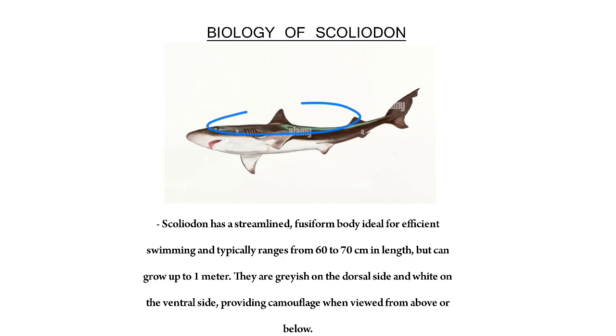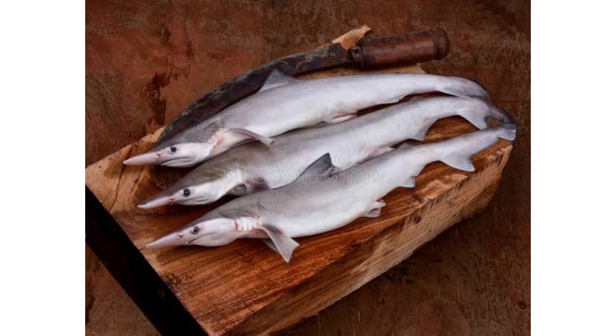If you look at the dorsal side here, we have a grayish color, and if you look at the ventral side, you will see that it is whitish. So if you are looking at them from the top, you won't see them. If you are looking at them from downward, you won't see them. It is just like a camouflage, you understand? So that is what they use for camouflaging. This is how they look as well. This is a Scoliodon. You will see that this side is grayish, and this side is whitish in color. So they use it for camouflaging. It is a mode of adaptation.